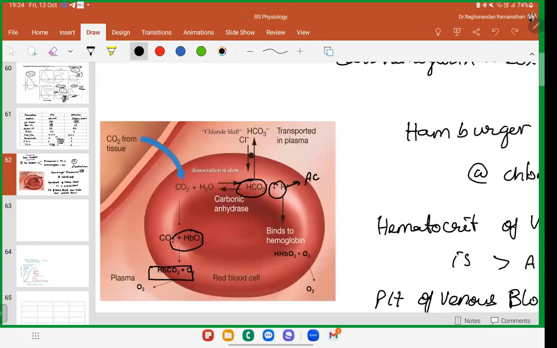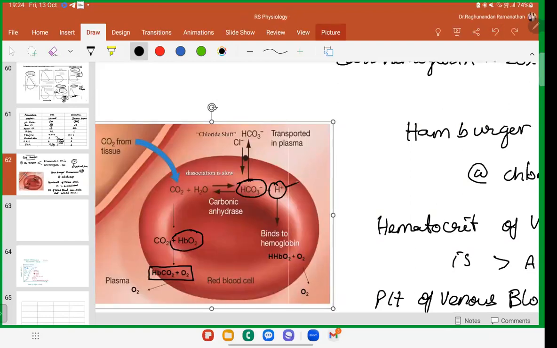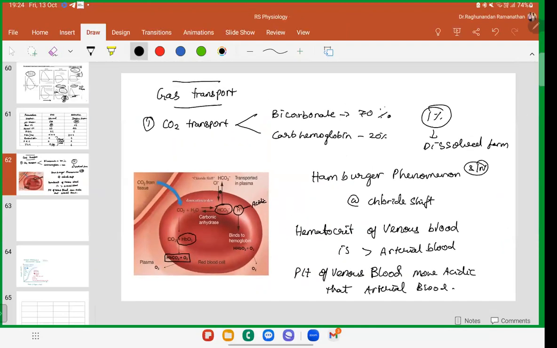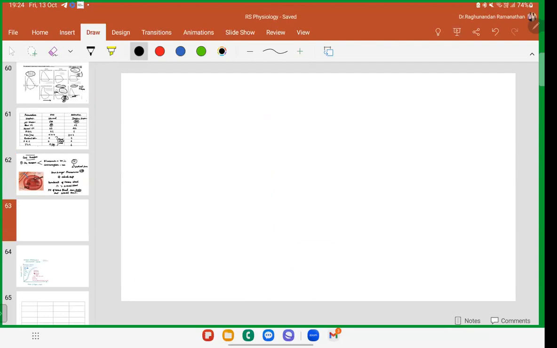Now can you understand why there is acidic nature? H plus ion is going to cause acidic nature. Therefore, the pH of the venous blood is going to be more acidic than your arterial blood. Now, after completing the carbon dioxide transport, let's see the oxygen transport mechanism.